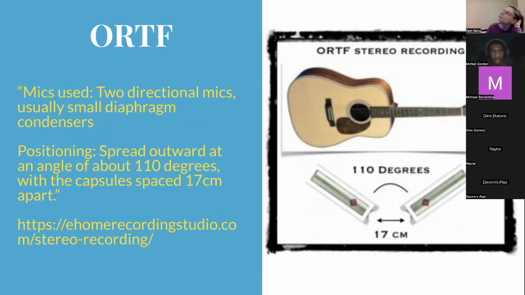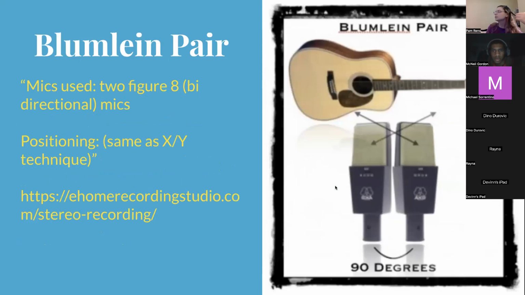The ORTF mics used would be 2 directional mics, usually small diaphragm condensers again. Positioning would be spread outward at an angle of about 110 degrees with the capsules spaced 17 centimeters apart. And here's another demonstration. The Blumlein pair is 2 figure 8 mics, or bidirectional mics, same as the XY technique. And you can see how they would be positioned here. At the studio, there are the AKG microphones that you guys can use, which are great condenser microphones that have a bunch of polar patterns to pick from.